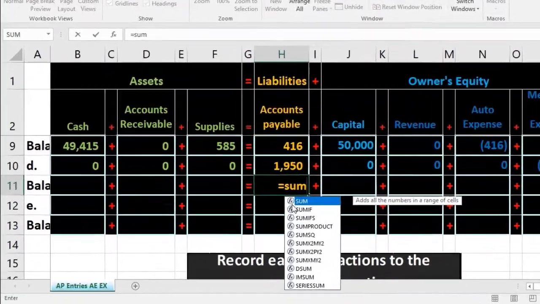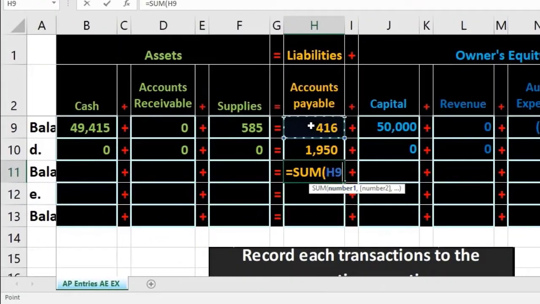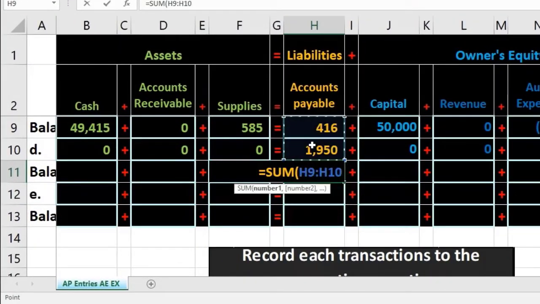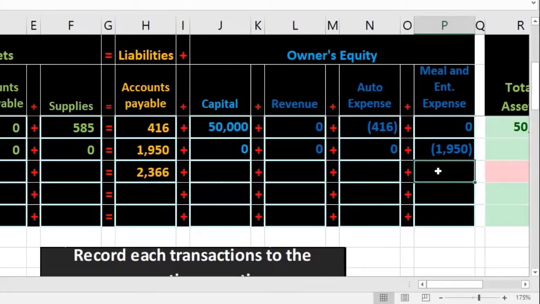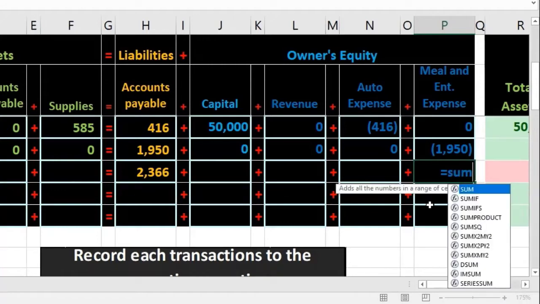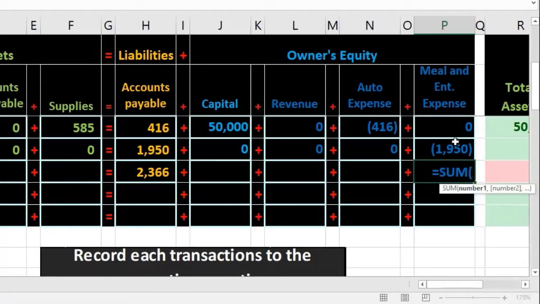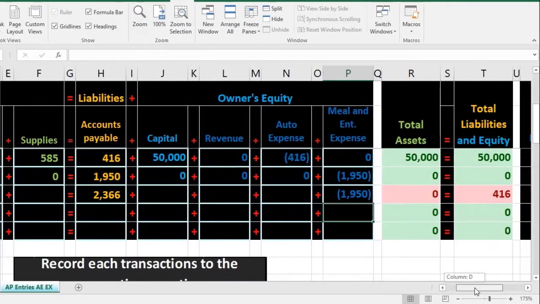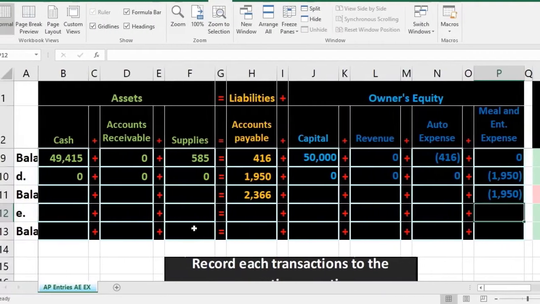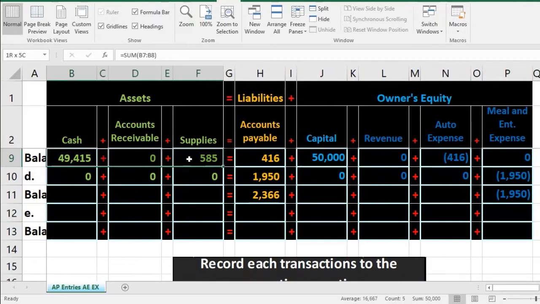I'm going to double click the sum function and highlight the 416 and the 1950 and enter. We're then going to move over to cell P11 and say equals SUM and double click the sum function, highlight the 0 and the 1950 and enter. So there's our activity that happened. We're going to be out of balance because we have not brought down the previous balances here.